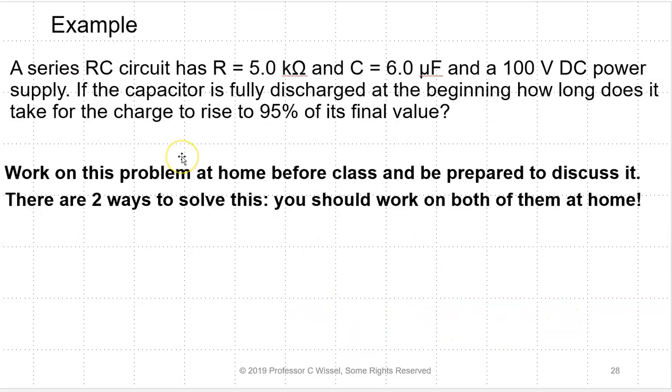A series RC circuit has a resistance of 5 kiloohms and a capacitance of 6 microfarads and a 100-volt DC power supply. The capacitor is fully discharged at the beginning. How long does it take for the charge to rise to 95% of its final value?